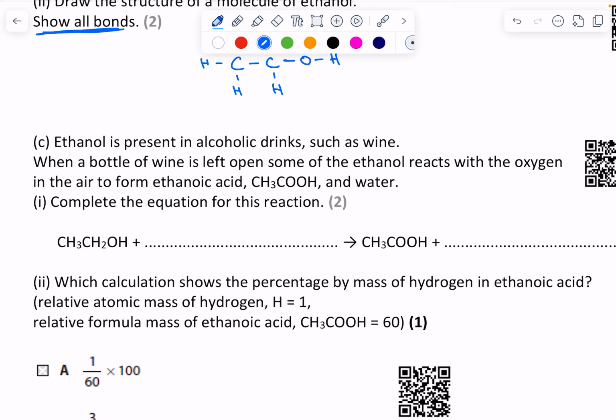Ethanol is present in alcoholic drinks. When ethanol is left open, some of the ethanol reacts with the oxygen to form ethanoic acid and water. Complete the equation to show what has gone on. So here, we're obviously reacting this with oxygen, so we have got O2, and it tells us it also forms water, which is H2O. There is 1 mark for getting this correct and 1 mark for making that correct as well.